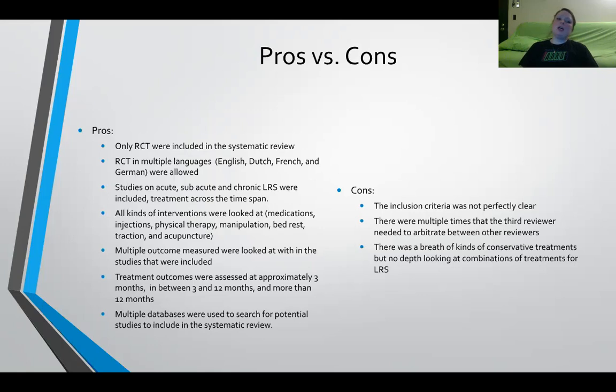However, the pros: only randomized control trials were involved with the systematic review. They used multiple languages, so that made it a larger variety as well. They looked at several time frames of lumbosacral radicular syndrome, so acute, subacute, or chronic. They looked at all kinds of interventions, including medications, injections, physical therapy, manipulations, bed rest, traction, and acupuncture. So there was a large number of different kinds of treatments to be looked at. Multiple outcomes were used to observe any changes.